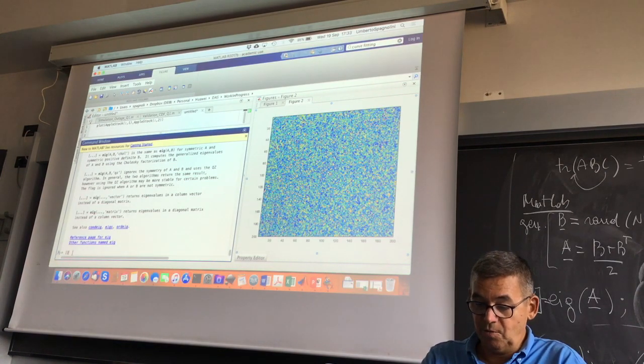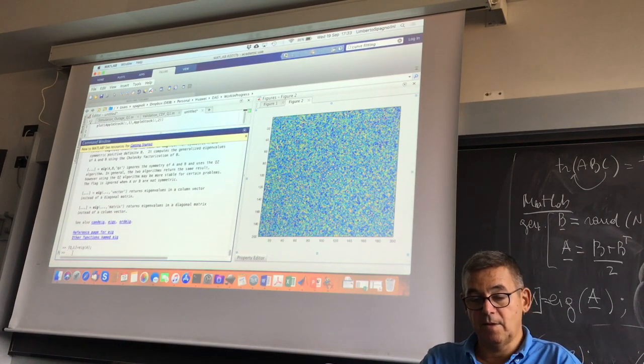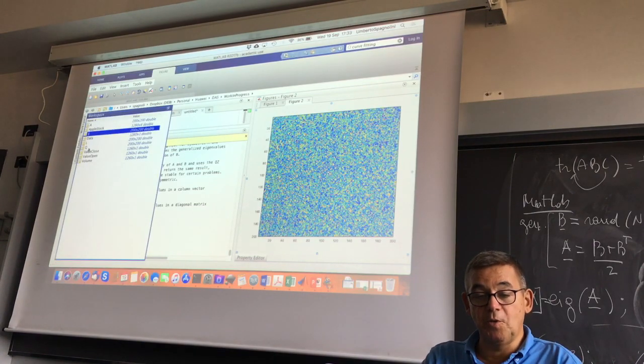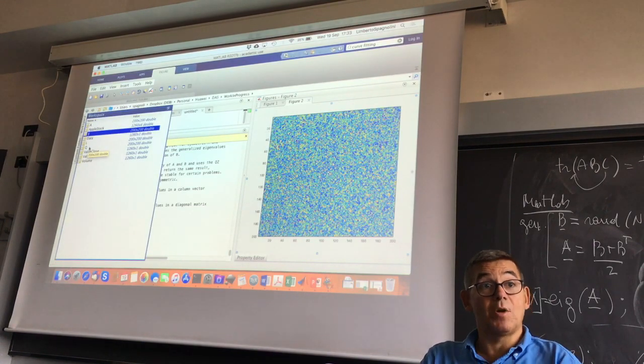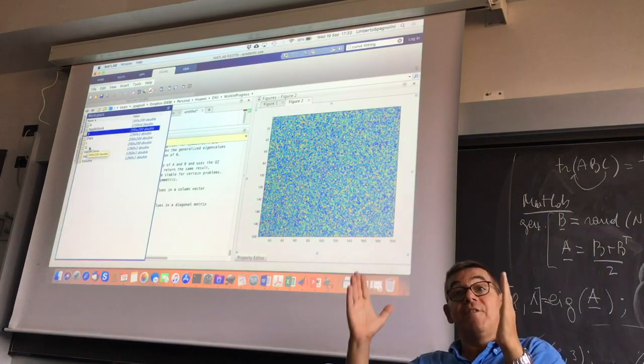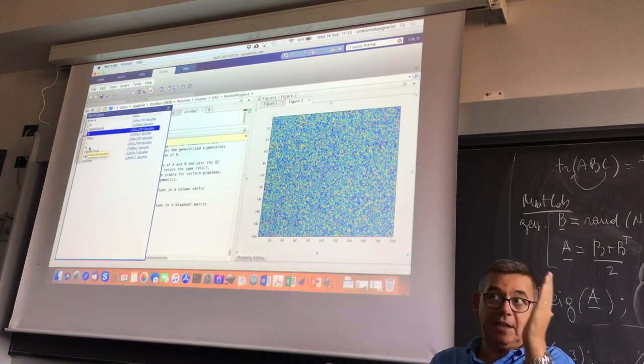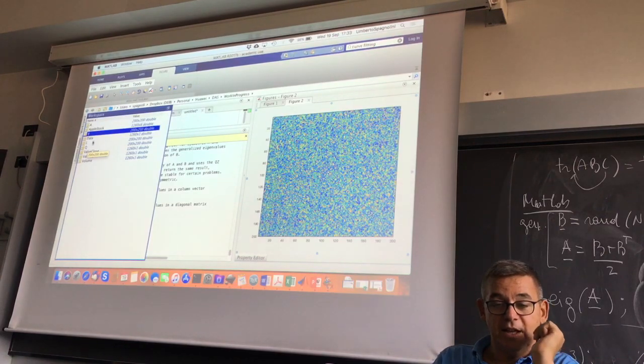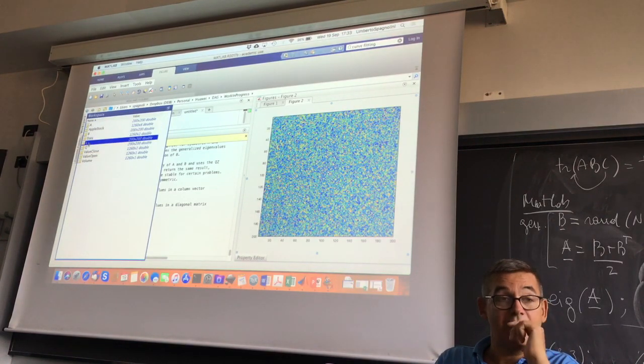So I need to write eig, Q lambda equal A. Okay. Now I go to the workspace, I go to see the dimension. Q is 200 by 200 because it is 200 eigenvectors by 200 entries each. Okay? And then L is the eigenvalues, which is 200 by 200.